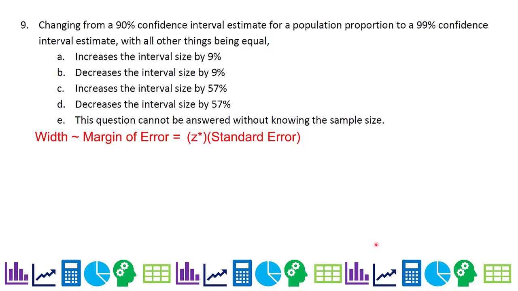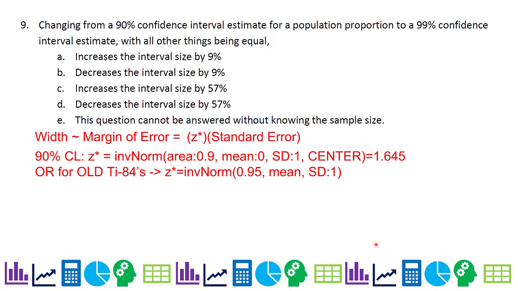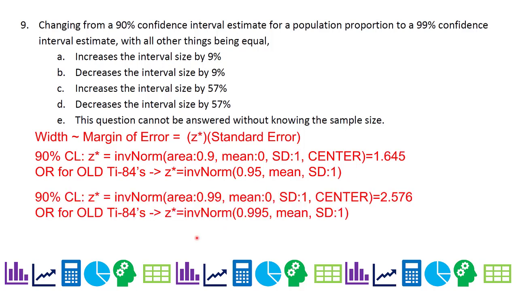And margin of error is critical value times standard error. So how do we find the critical values? Well, for the 90%, we do inverse norm. Our center area is 0.9. Our mean is 0, our standard deviation is 1, and we want center. Remember, for the old calculators, you need to do this adjustment. You have 10% left over, throw half of that onto there because that's the front half, all right? So that's 1.645, and then, oops, that's supposed to say 99%. Pretend that says 99%, and this one will be 2.576.